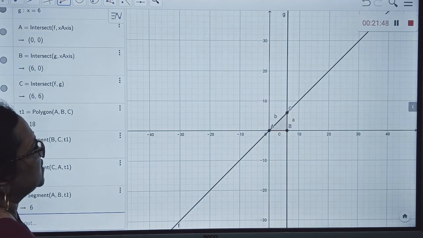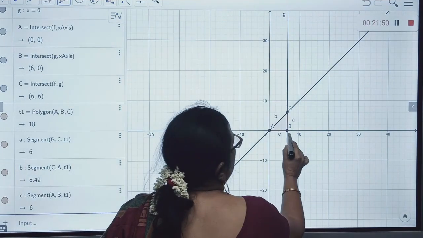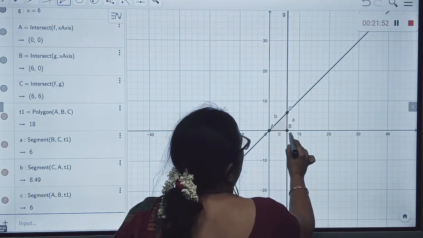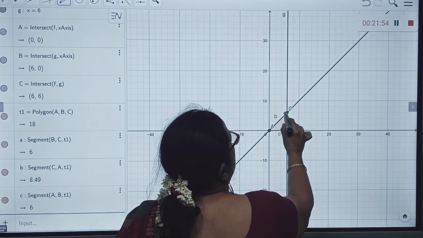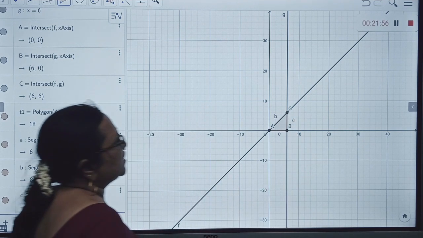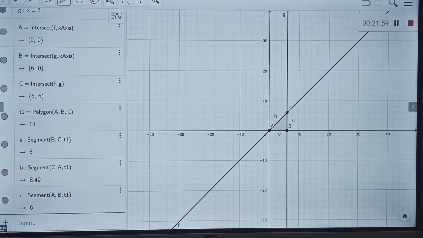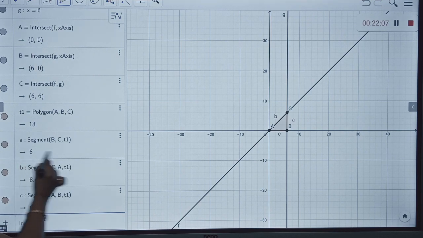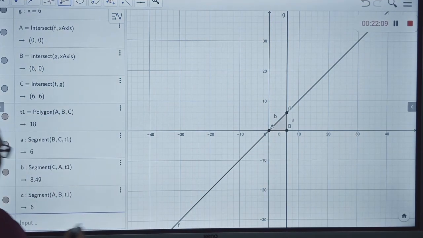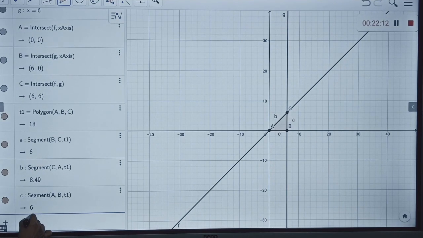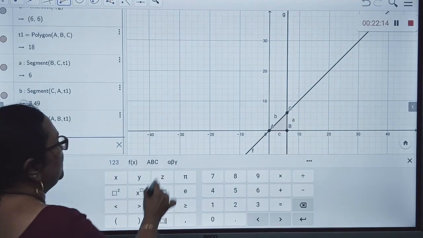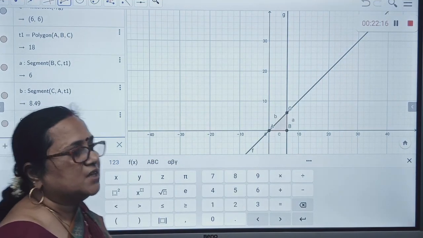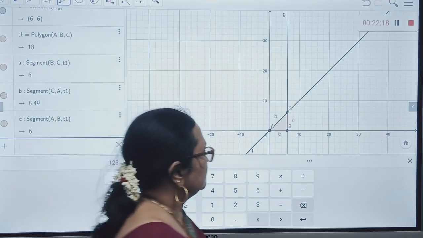Area of this triangle is nothing but half into, what is this point? 6. So, half into 6. What is this point? This is also 6. So, half into 6 into 6, which is 18. If you want to verify, you can see here, this is 6. This is also 6. What is your A? A is 6. So, the height is 6. The base is C. C is also 6. So, the area will be half into 6 into 6, which is 18.